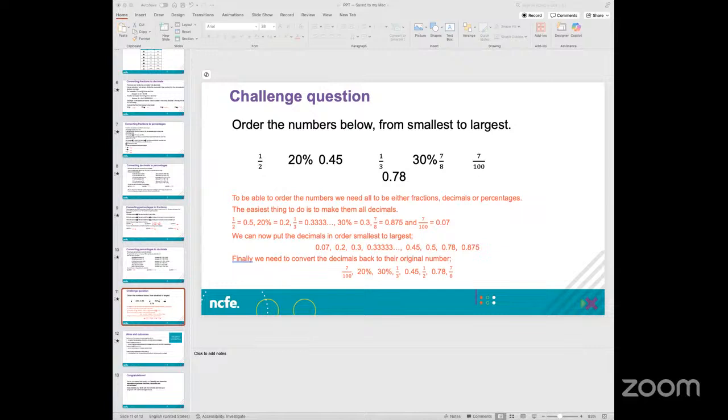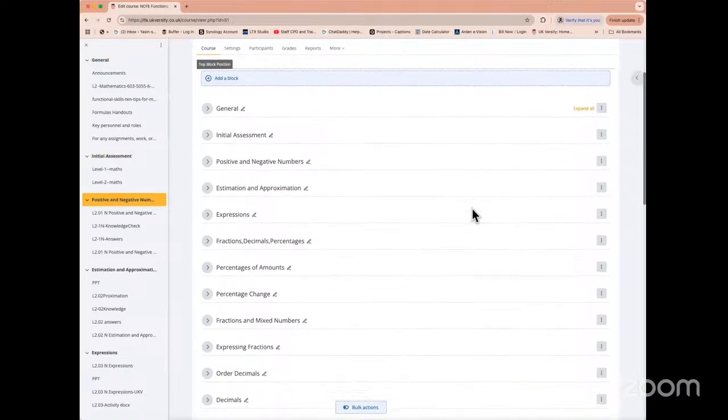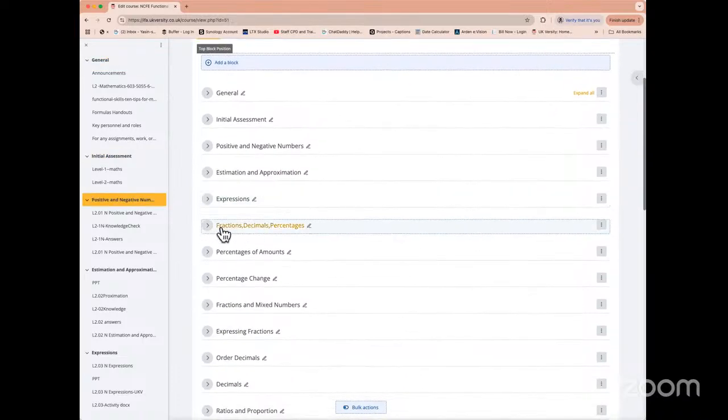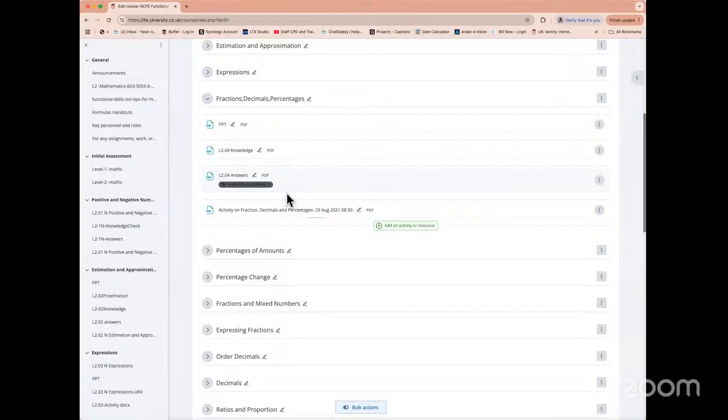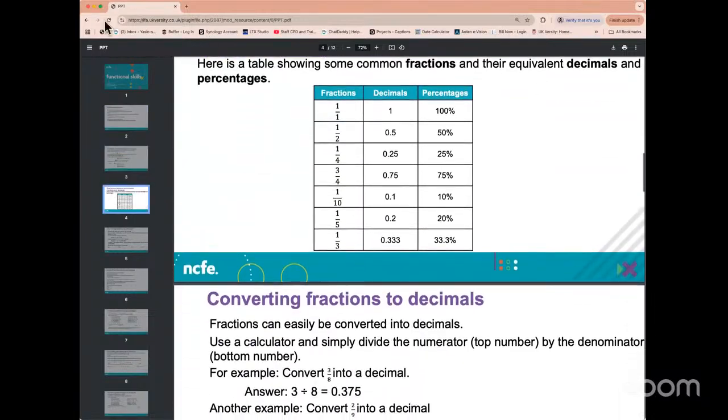So if I show you the Moodle, and where this particular section is given on Moodle: when you go into NCFE and select maths, obviously there are lots of topics which are given. Today we have covered this particular topic, which is fractions, decimals, and percentages. So when I click on this, it will open up, and this is the presentation that I've used today, that you can refer to.